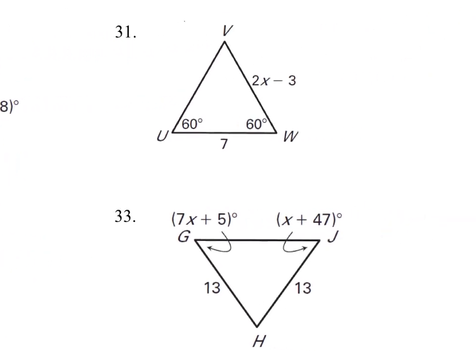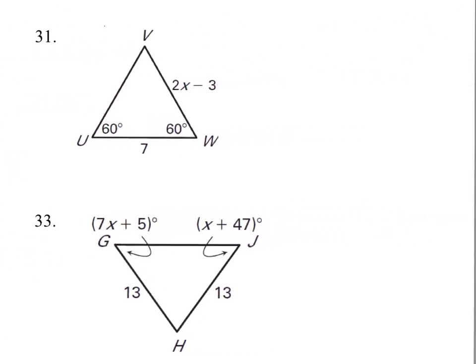All right, on to number 31. These two angles are both 60. That means the sides across from them are congruent. So if you wanted to put down right away that you know this is isosceles, you could do that. And that means the third angle, 60, 60, oh, the third angle is also going to be 60, right? Because it has to add up to 180.